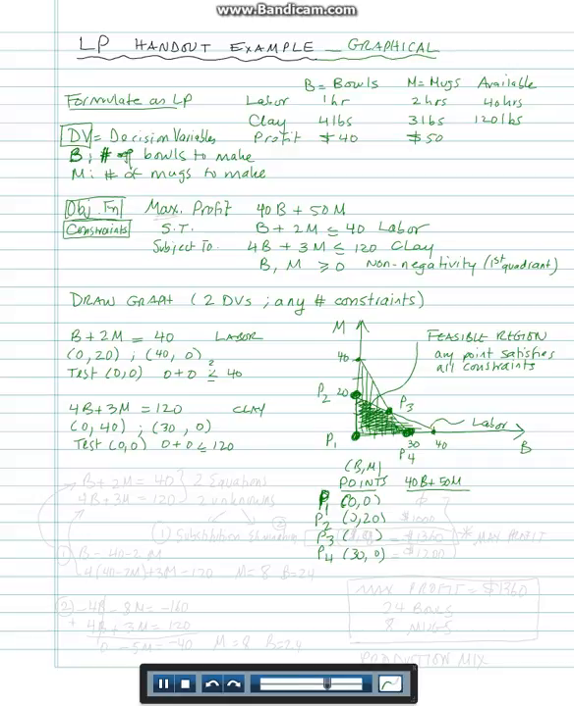But to start with, let's calculate the intersection points of both lines. This is two equations and two unknowns. So we come here, B plus 2M is equal to 40. 4B plus 3M is equal to 120. You have two ways to calculate two equations with two unknowns. One is substitution, the other is elimination.